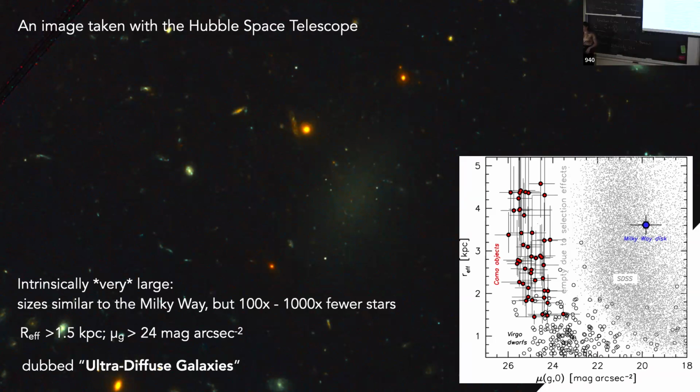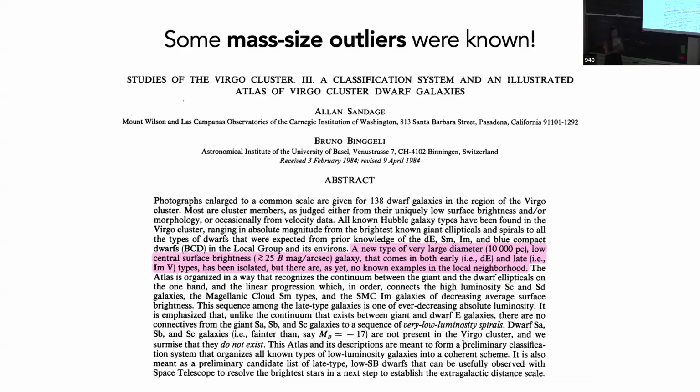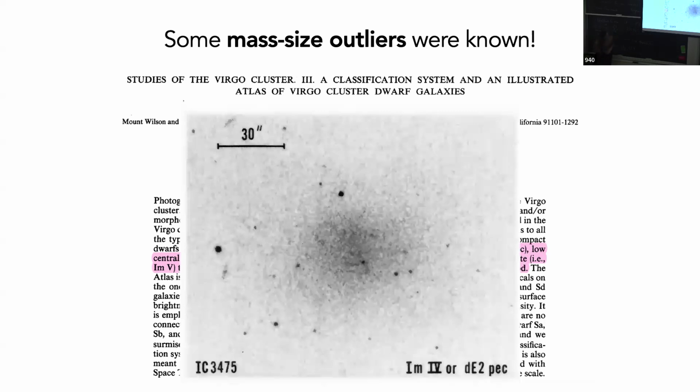And someone asked me in our meeting yesterday, actually such galaxies, a few of them were known, and I was trying to find the first paper in the literature that found these gigantic low surface brightness galaxies, and it's this paper by Sandage and Binggeli. They say a new type of very large galaxy, 10 kiloparsec, low surface brightness, both early and late type, isolated. There are as yet no known examples in the local neighborhood. So a few of them were known. Here is the first one, by the way, photographic plates. It also has globular clusters, which we'll talk about in a second.